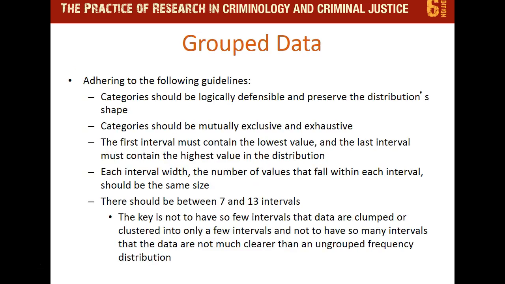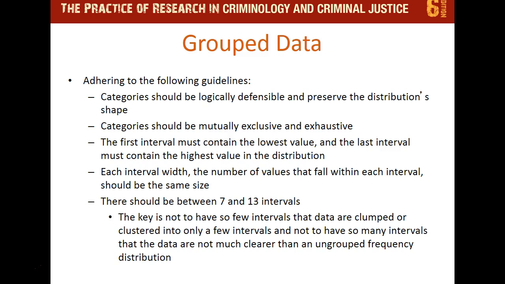Grouped data adheres to the following guidelines. The categories should be logically defensible and preserve the distribution shape. Categories should be mutually exclusive and exhaustive. The first interval must contain the lowest value and the last interval must contain the highest. Each interval width, which is the number of values that fall within each interval, should be the same size.